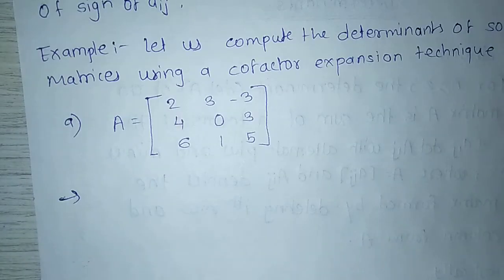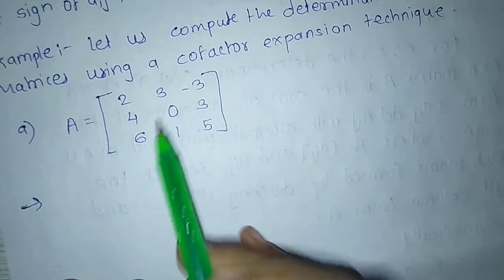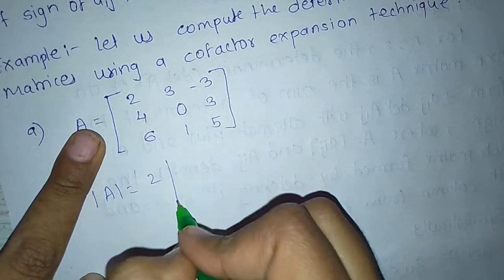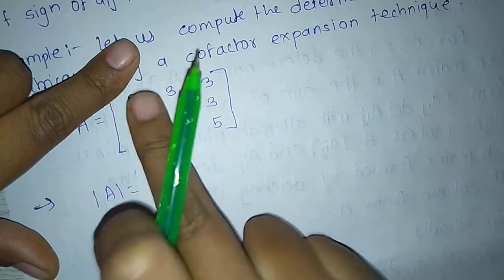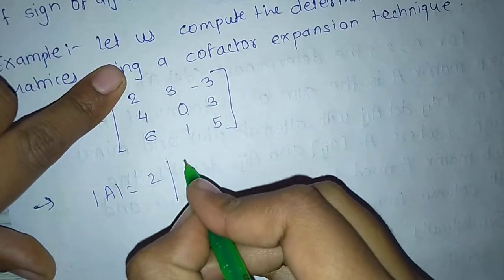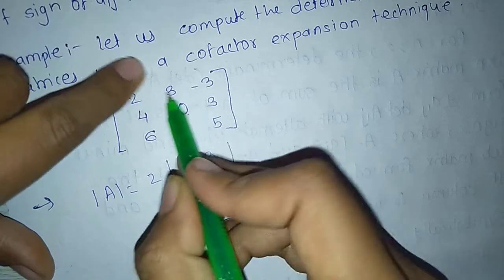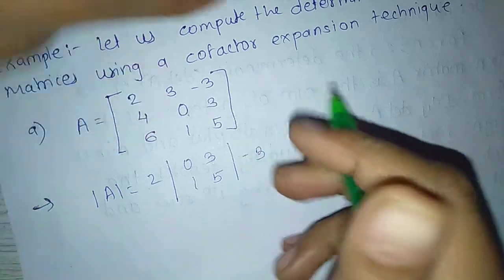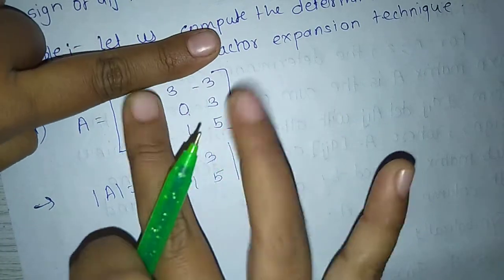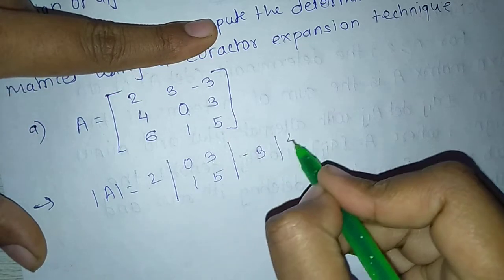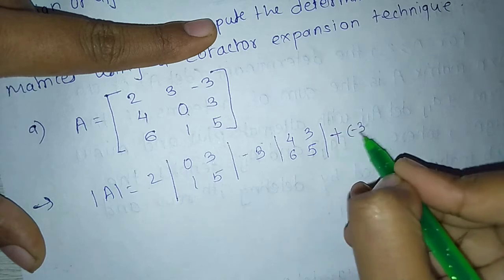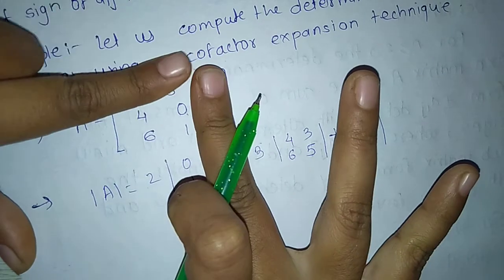We have seen already in 11th and 12th standard how to find a determinant of a matrix. Here it is a 3 by 3 matrix, so determinant of A equals 2 into, cancelling first row and first column, remaining terms are 0, 3, 1, 5. Here plus sign, so here minus sign, and next term is 3, cancelling first row and second column, remaining terms are 4, 3, 6, 5, plus, minus, plus, minus 3, first row third column, remaining terms are 4, 0, 6, 1.